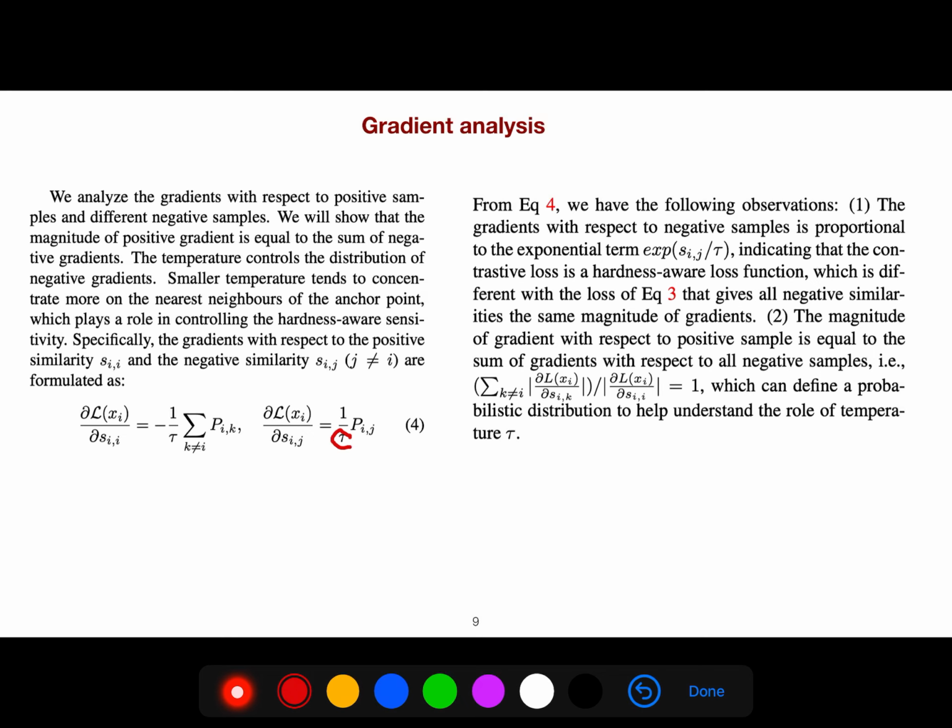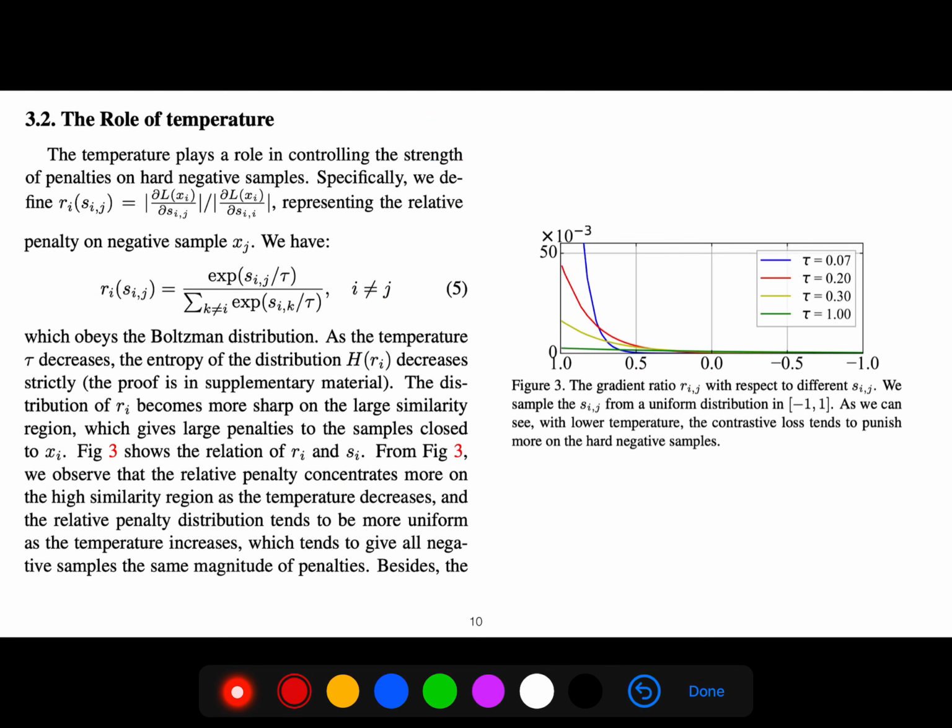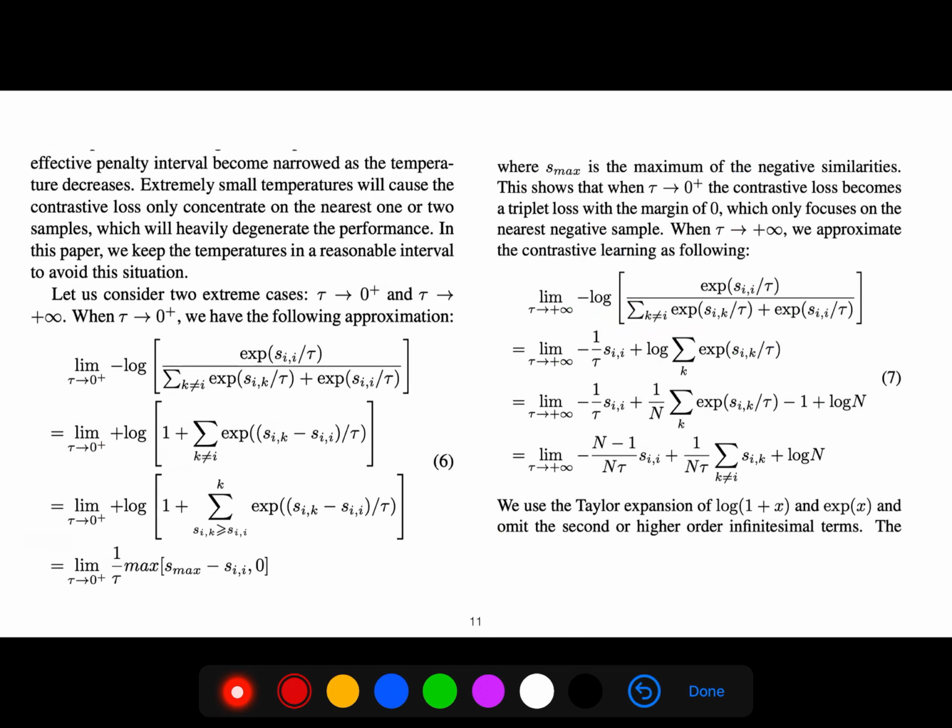Specifically, the gradients with respect to the positive similarity Sii and a negative similarity Sij are written here. And we are investigating the role of this temperature tau. So we consider two extreme cases: when the temperature is very, very small and very, very big.